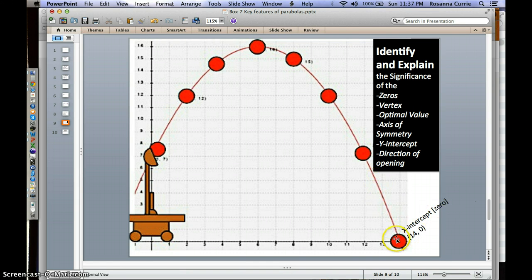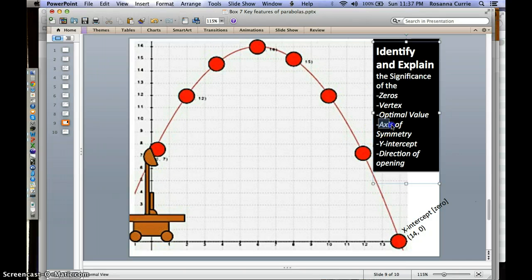Now let's talk about where the other zero would be. You can see that the graph only intersects once. However, mathematically speaking, the graph could go past here, even though we know it can't because it's a catapult. If it could, where would that zero be? Well, to figure that out, we have to know something about the parabola being symmetrical.